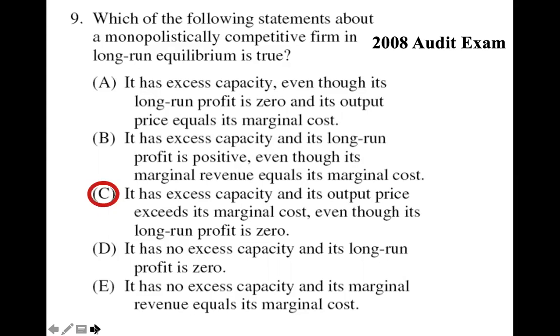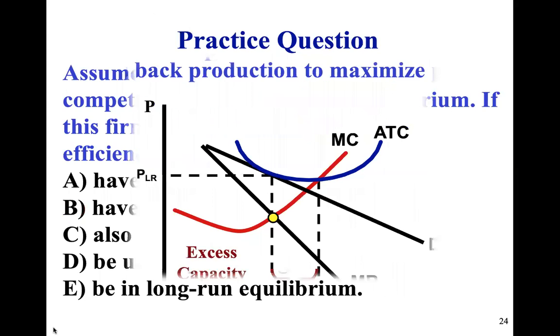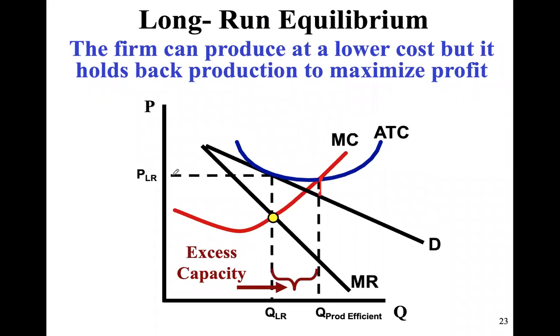The correct answer choice is C. So in long run equilibrium, we have excess capacity and our output price exceeds our marginal cost, even though we're making zero economic profit. Let's look at the graph and see if we can see on the graph what we mean by our output price exceeds our marginal cost. So looking at this particular graph, our output price is PLR, which is going to be up here, which is greater than our marginal cost. So at our output, our price is up here and our marginal cost is only right here. So that's what we mean by our price exceeds our marginal cost.